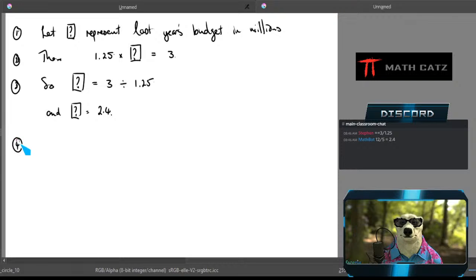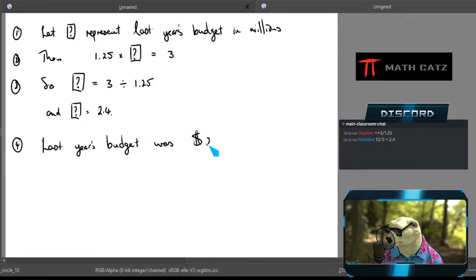Because the original question was in English, it's nice to just wrap things up and say what your answer is in the original wording. So the last year's budget was 2.4, and now I can say, oh, the units were actually millions of dollars. And there we go.